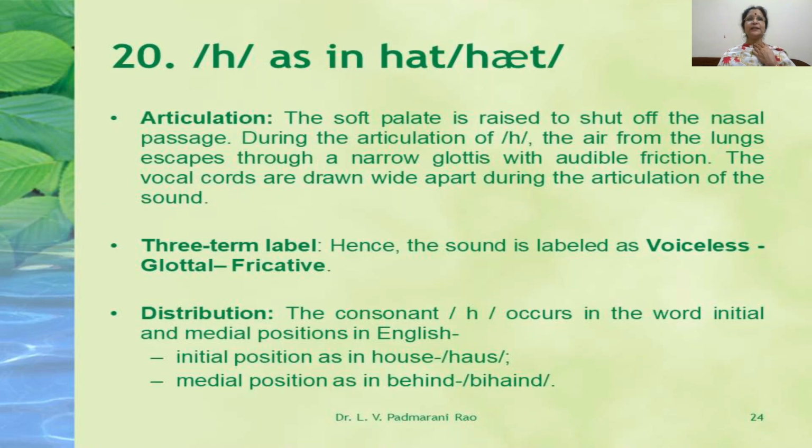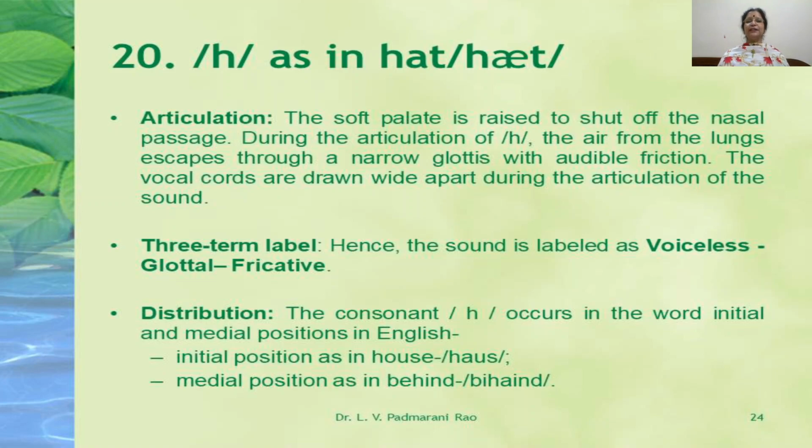Glottis is a narrow opening that is present between the two vocal cords in your voice box. Now these two are little held apart so that the air coming out from the lungs passes through it with audible friction. So it is h, as in H-A-T, hat. Because the vocal cords are held wide apart, obviously it's a voiceless sound. So the three-term label of h as in hat is voiceless because the vocal cords do not vibrate, glottal because it is coming out from the glottis region straight away, and fricative because the air that is coming out from this glottis has got an audible friction.